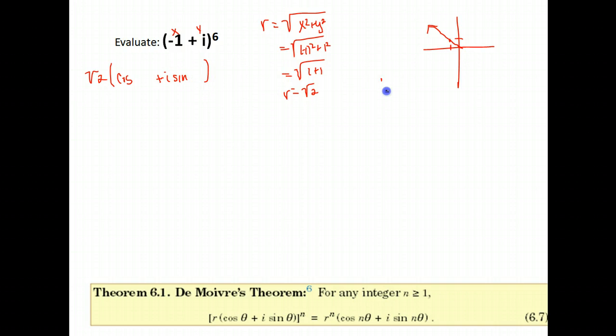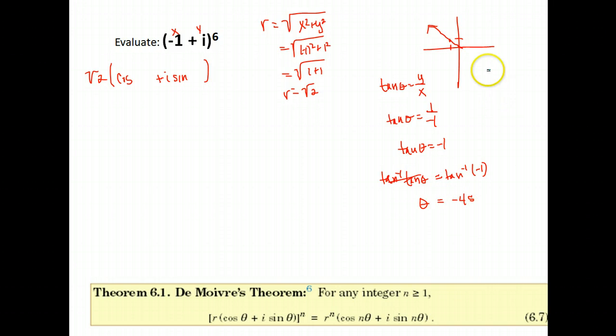To find our angle, we use the fact that tangent theta is equal to y over x. So that gives me tangent theta equals, my y is 1, my x is -1. Tangent theta equals -1. Then I take the inverse tangent of both sides to remove the tangent so that I'm just working with theta. On this side, the tangents cancel, and I get theta equals, if you use your calculator, it gives you -45 degrees, which would be down here.